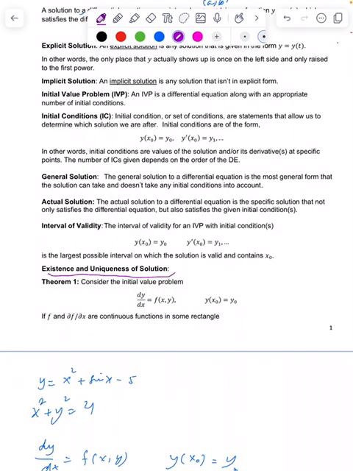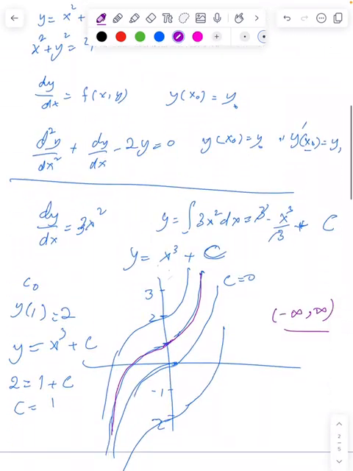So what theorem 1 is saying here is, consider the initial value problem dy by dx is equal to f of x, y, where y of x naught is equal to y naught. So if we have a first order differential equation IVP, initial value problem, then if the function itself and the partial derivative of the function with respect to x, if they are both continuous functions in some rectangle.